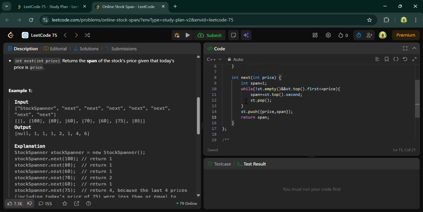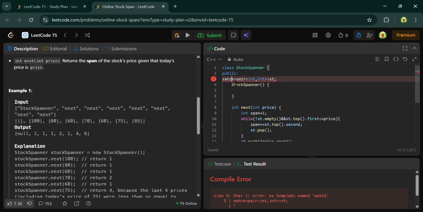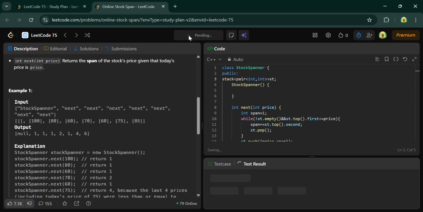okay. So let's run this code. Okay, there is a compiler error which is stack. So let's run this again. Yeah, this code has been accepted. So let's submit this.